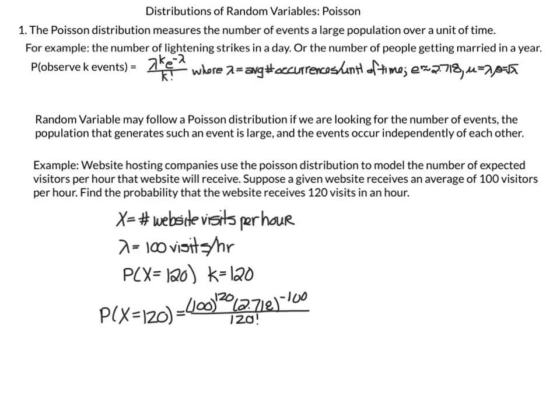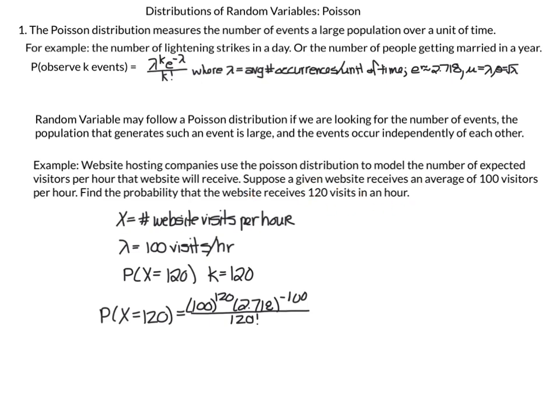I would like to do one more example for you. Website hosting companies use the Poisson distribution to model the number of expected visitors per hour that a website will receive. Suppose we have a given website that receives an average of 100 visitors per hour. Find the probability that the website receives 120 visits in an hour.